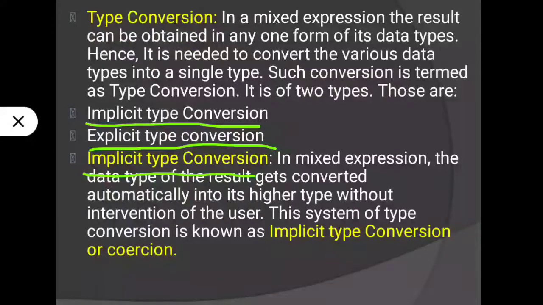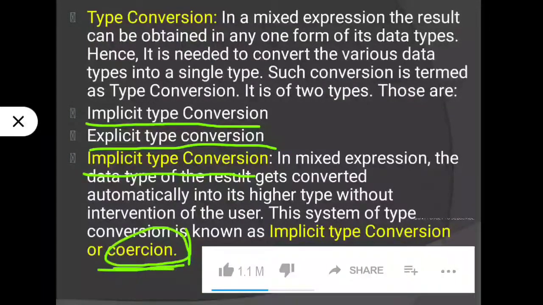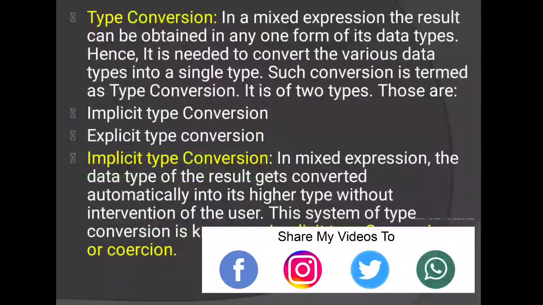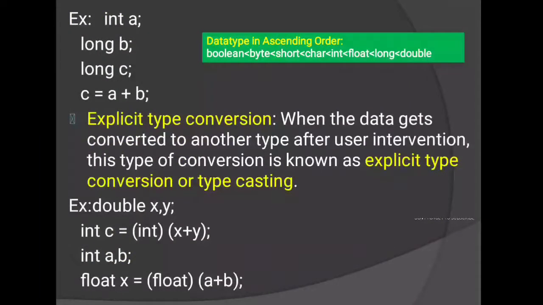Implicit type conversion is also known as coercion. You have to remember this name. Then next we will proceed. If the data types present in the expression are converted to the higher type, then we have to know which data type is lower than which one. Accordingly I have made one note here.